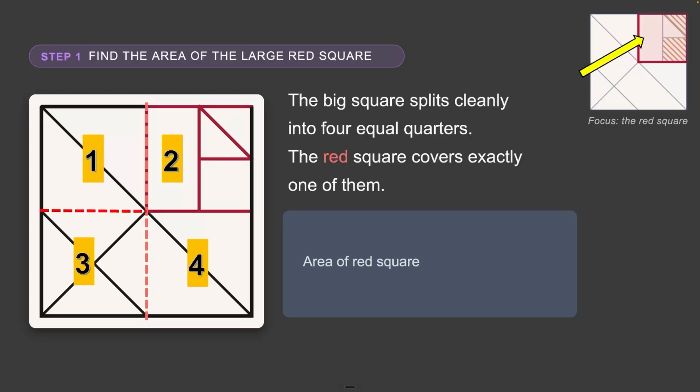Obviously, all 4 are equal, but basically, each one of them will be equal to what? 1/4 of the total, because we're dividing them equally into 4 parts. So, each of them will be 1/4 of the total of the big square.